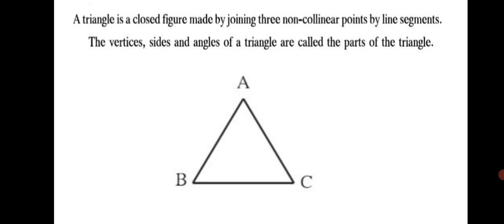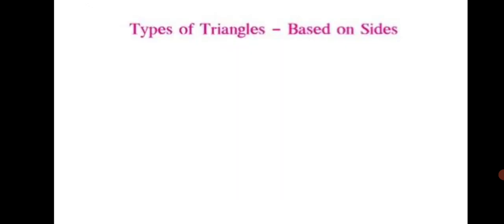Sides, that is side AB. You can see side AB here, side BC, and side AC. And the angles, angle A, angle B, and angle C, are called the parts of the triangle. So the vertices, sides, and angles of a triangle are called the parts of the triangle. Now let us learn types of triangles based on sides.